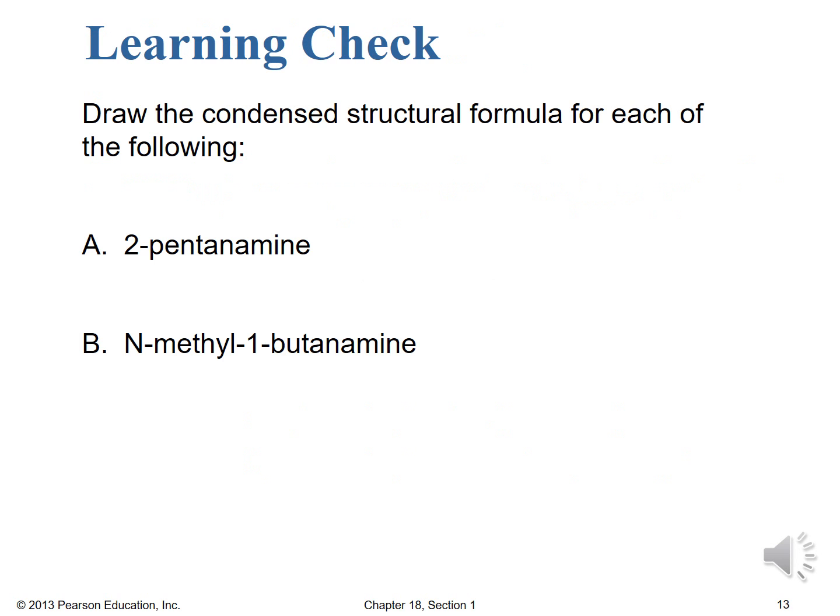Okay, so as promised, here's another learning check. This time you're asked to draw the condensed structural formula, or as you know, the skeletal structure is what I prefer, but whichever you can, or if you can do both, go for it. For each of the following, so we have 2 structures again. This time we give you the name and you're going to come up with the structure, the exact opposite of last learning check. So we have A, 2-pentanamine, and B, N-methyl-1-butanamine.